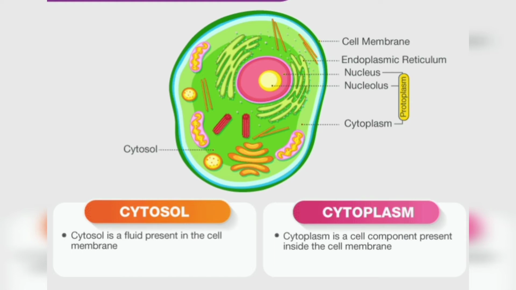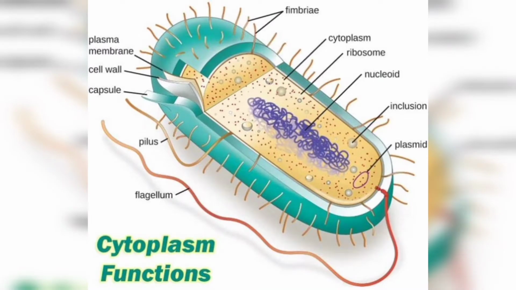There are some other organelles or structures, like ribosomes or plasmids, which generally float in the cytosol. So cytosol is a liquid content, and many molecules are dissolved in the cytosol. It is a liquid content made up of 60% water and 40% protein. So this is all about the protoplast, cytoplasm and cytosol.